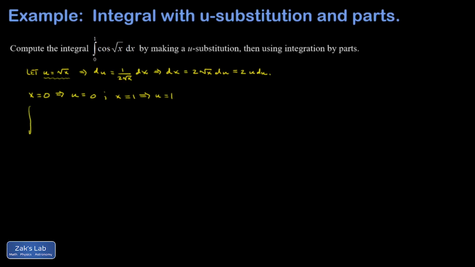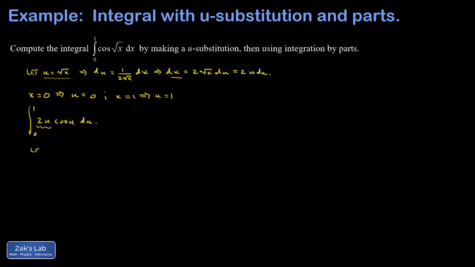So now I'm going to have the integral from 0 to 1 of cosine root x, that's cosine u, and dx has been transformed to 2u du. Now I recognize what I ended up with here as a classic integration by parts problem, where normally I would say let u equal this first part, but I already used the letter u, so it's a little bit more difficult just notationally. I'm going to have to use a different symbol besides u.